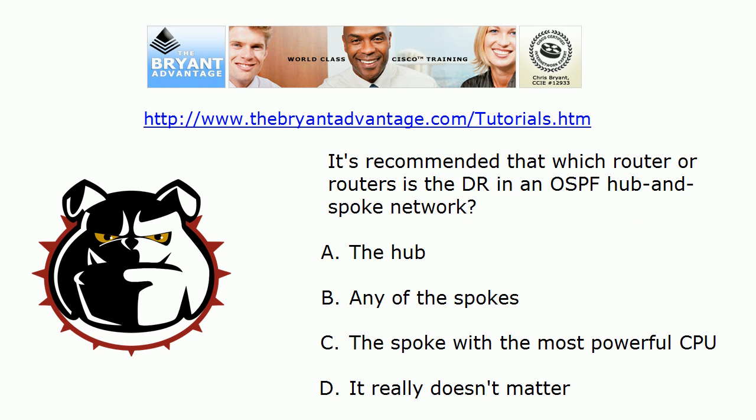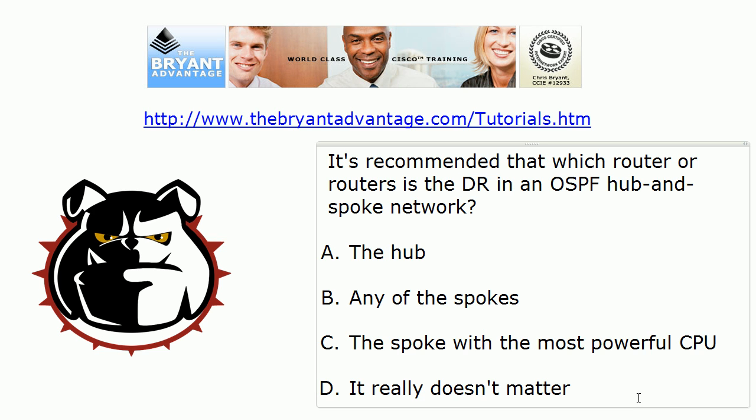Now, which router or routers should be the DR, the designated router, in an OSPF hub and spoke network? And this really should be A. You should make your hub the designated router in any hub and spoke network, because then you know that your designated router can reach all of the other routers in that area with the multicast. Because if we allow a spoke to become the DR, that's not necessarily true.